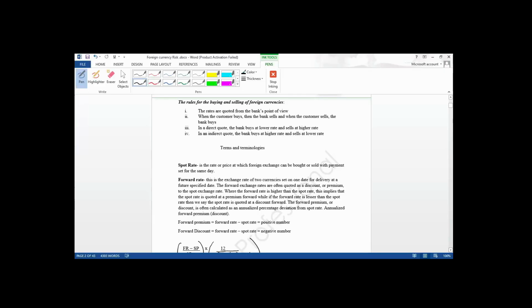Next, forward rates. The forward rate is the exchange rate between two currencies set on one particular day for delivery at future specified dates.